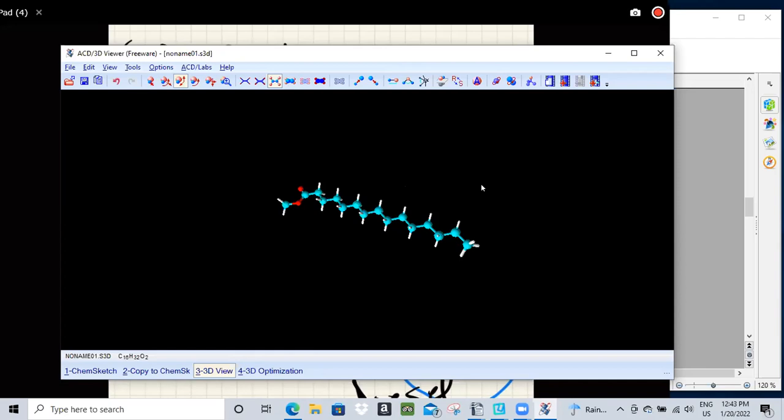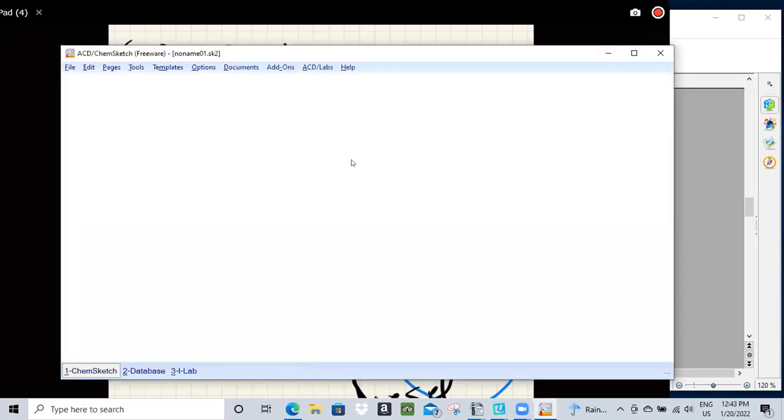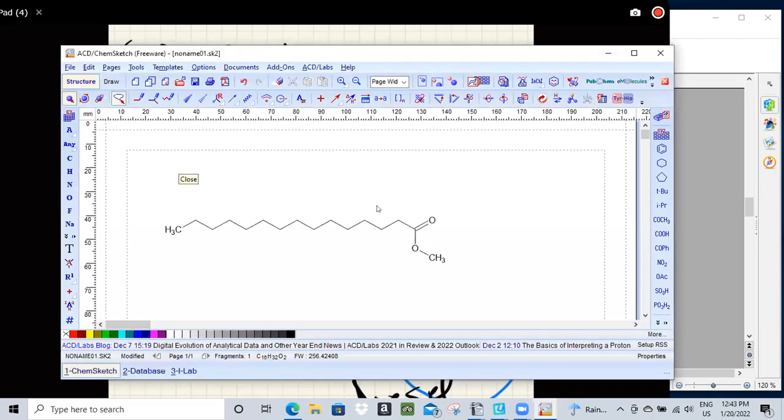There's our ester. Now, I do not care to save this. So I'm going to close this out. And I'm going to get rid of this too. I'm going to show you how to use the template tools on the right side. And we'll see that. So let me just go ahead and lasso this whole thing and delete it.